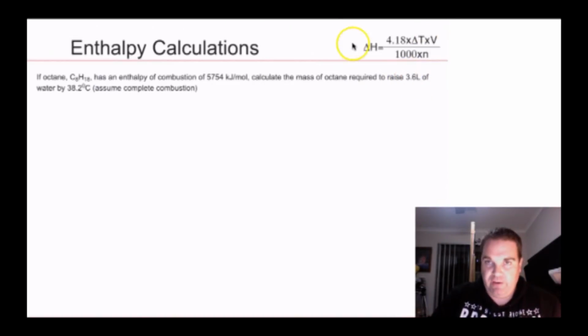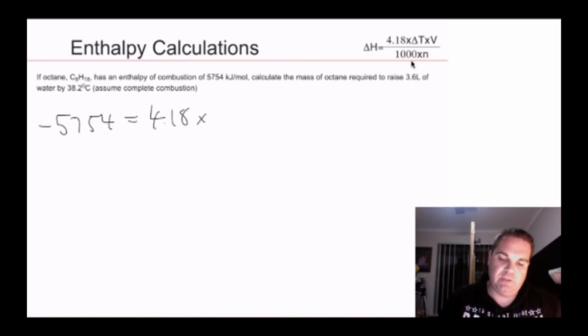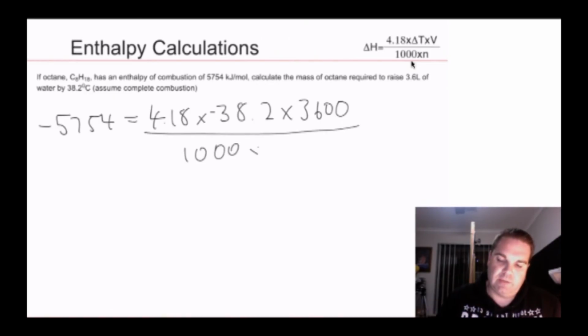So again, if we put our values into our equation up here, we've got minus 5754 is equal to 4.18 times our change in temperature, which was 38.2. Okay, it was a negative value because we raised it. Okay, so those negatives are going to cancel out when we work out our mass, which is important because you can't get a negative mass. Okay, and then what we're going to do is multiply that by our volume, which was 3,600 milliliters. We're going to divide that by 1,000 times n.